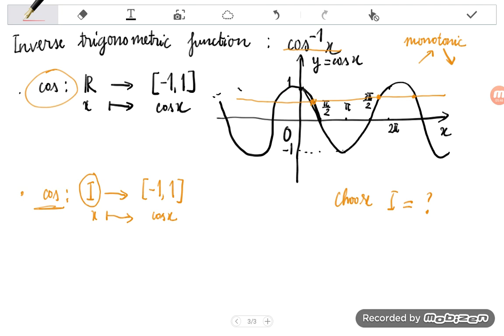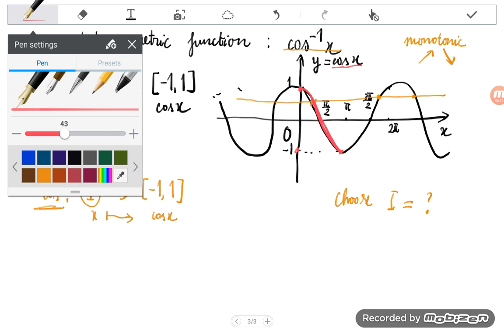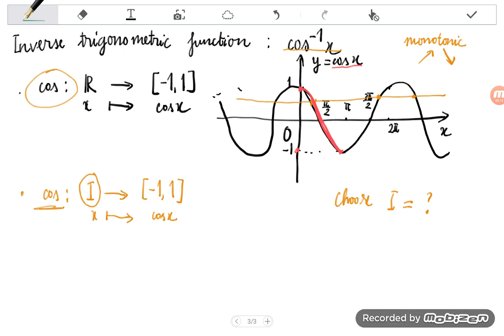I think we should choose this interval. You can see that this part of the graph just goes down, and on this part of the graph, the value of cosine lasts from -1 to 1. So the interval which we choose is the interval corresponding with this part of the graph. That means the closed interval from 0 to pi. So I will choose I to be the closed interval from 0 to pi.